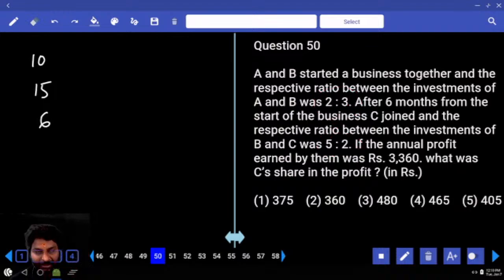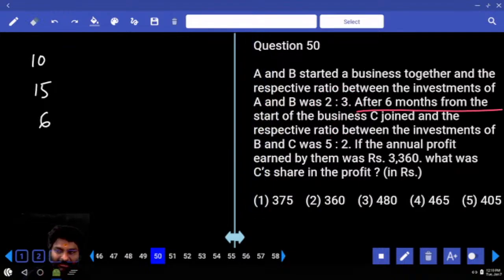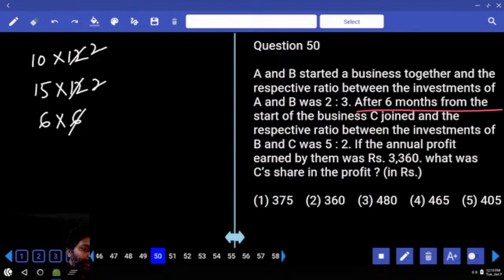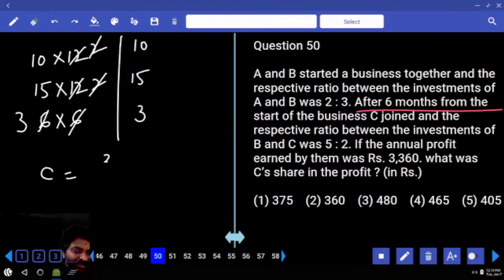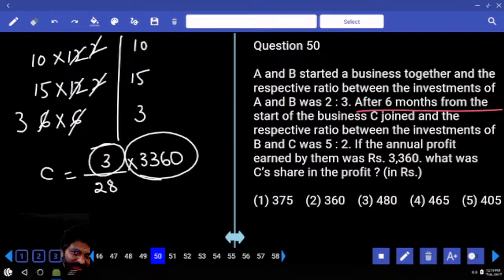Who started? A and B started. When did C join? Then A and B will be there for 12 months only. C will be there for 6 months, so 2 times, 2 times, 2, 2, 3. Ratio 10, 15, 3. The question is about C's share. C is getting 3 parts out of 28 parts among 3360. Is this clear? Now a multiple of 3 is already there. 3360 is already again a multiple of 3. So the answer must be a multiple of 9, because in the denominator we don't have any multiples of 3.